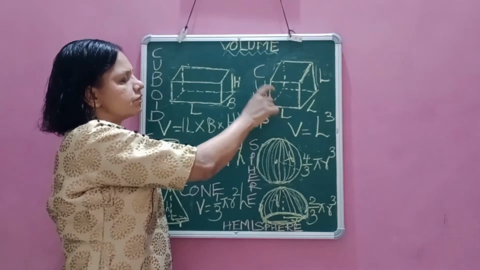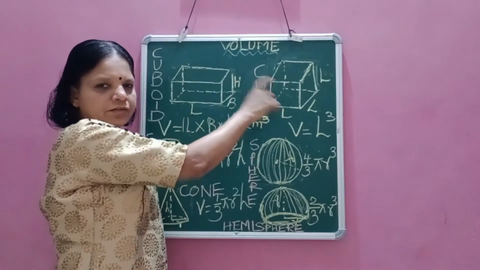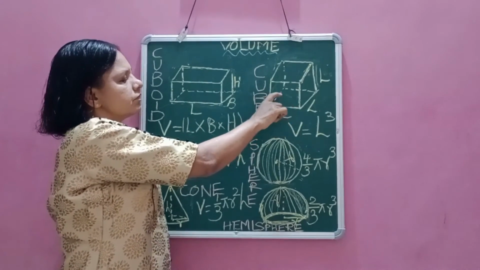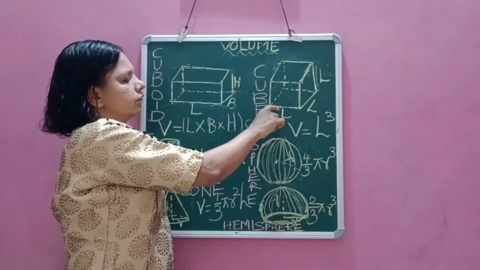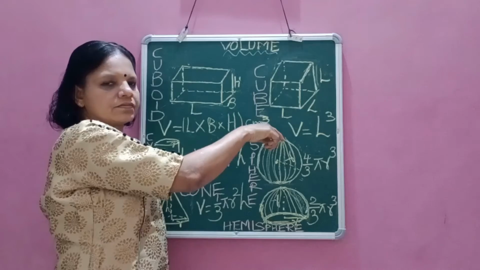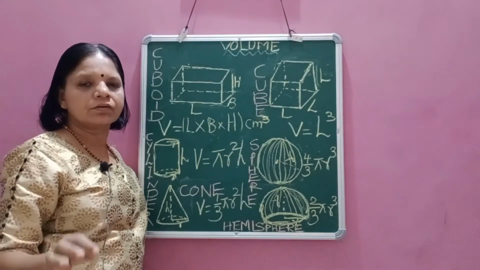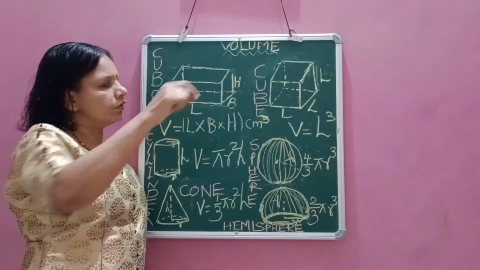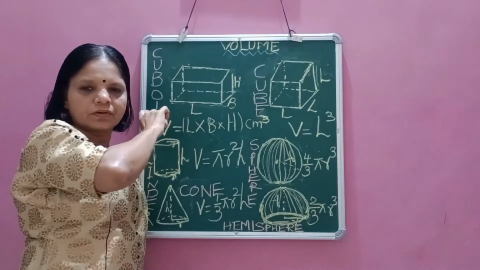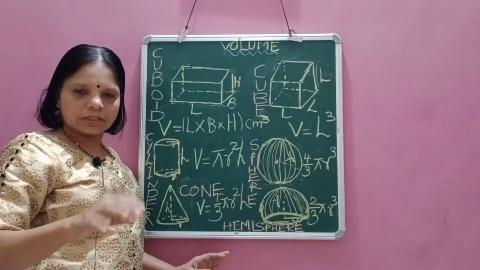Now come to the next figure. It is also looking similar to the first figure, but what is the difference? This figure has L equal to B equal to H. Length, breadth and height are equal. Such a solid figure is called a cube. And the unit of volume is also centimeter cube.